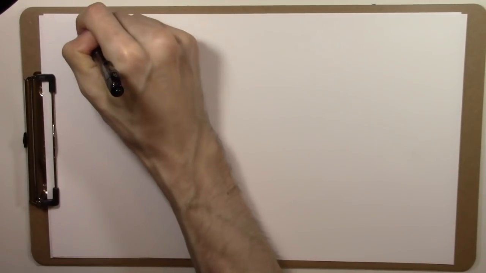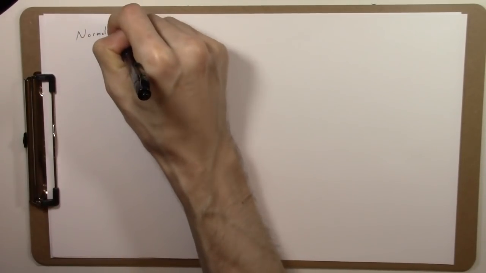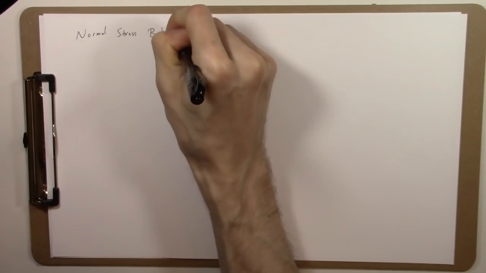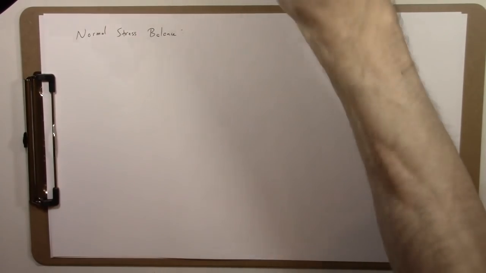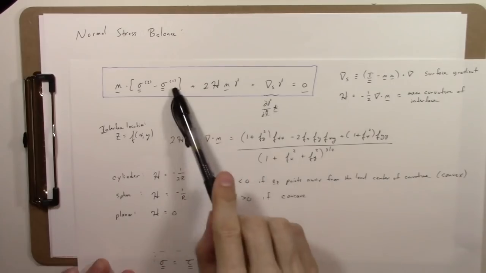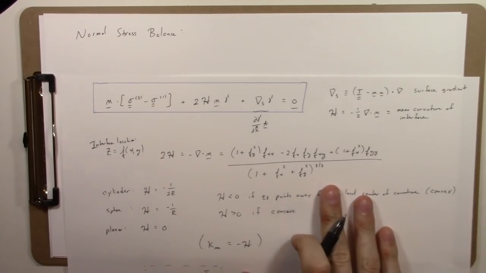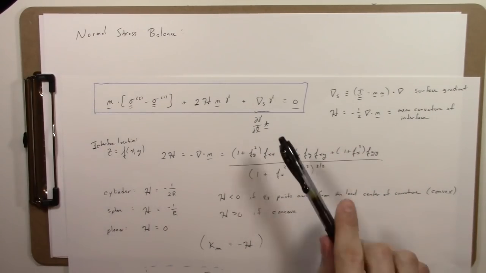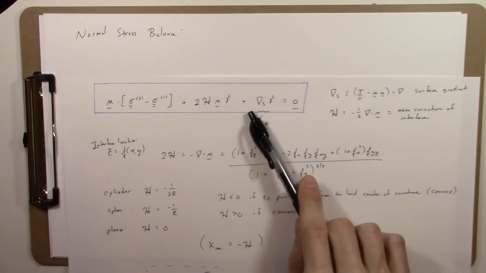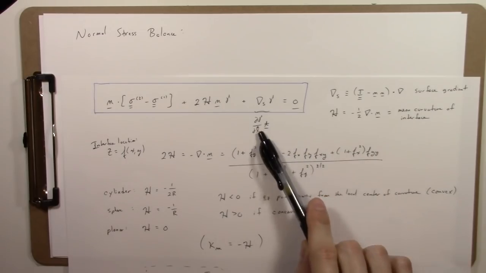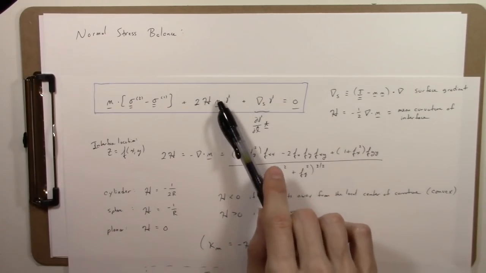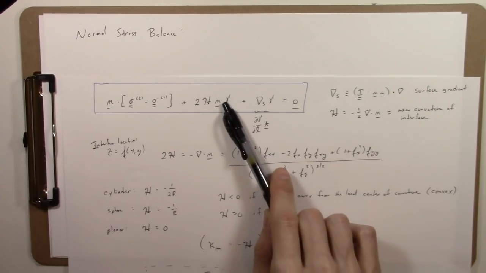So the normal stress balance: we simply take the dot product of the normal vector n with this expression here, and what we find is that the variation of surface tension along the interface in the tangent direction drops out. This only has a component in the tangent direction, not the normal direction. This curvature part, however, does have a component in the normal direction, so that remains.